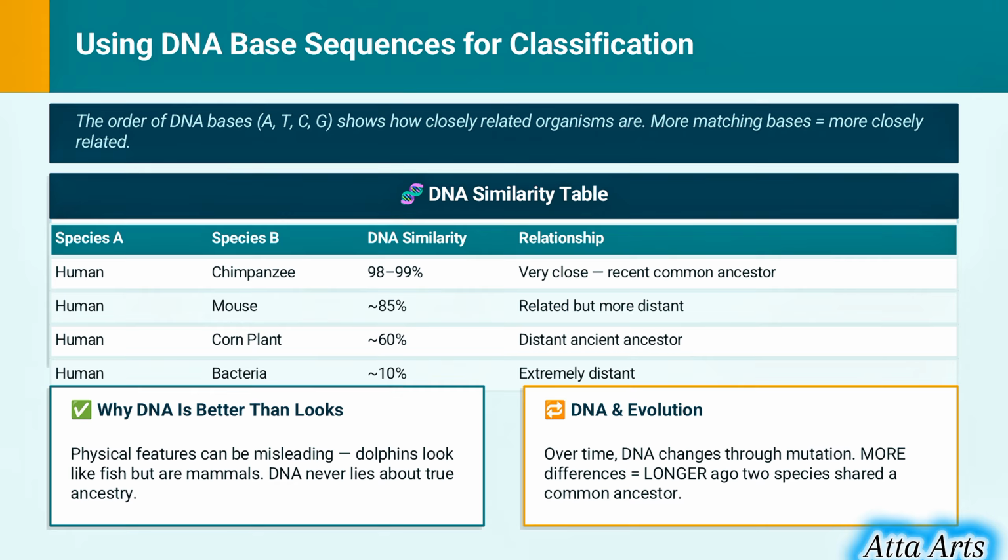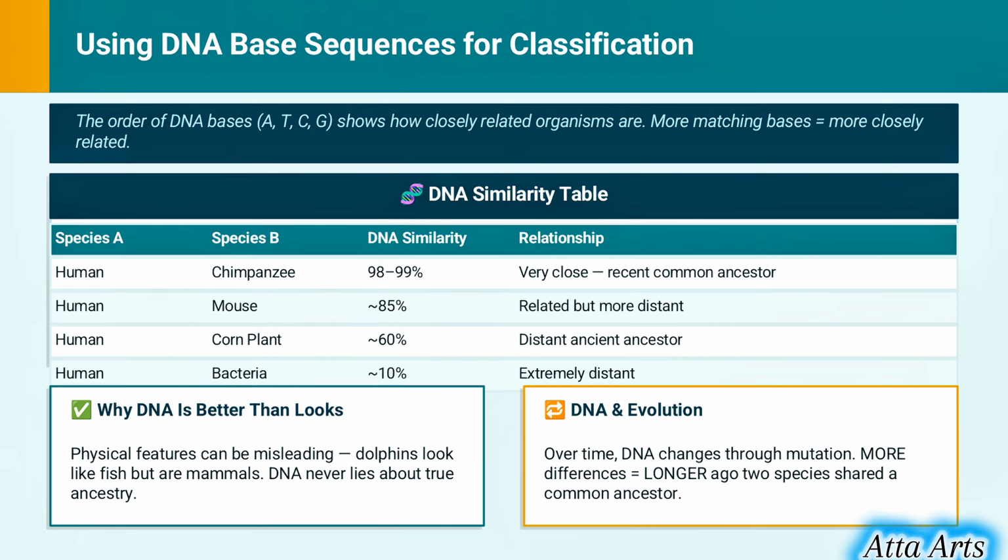Humans and mice share about 50% of their DNA. We are related but more distantly. Humans and corn plants are about 60% similar, a very distant ancestor, but we do share common ancient genes. Humans and bacteria are only about 10% similar, extremely distant. Now, why is DNA better than physical features for classification? Because physical features can be misleading. Dolphins look like fish, but their DNA tells us they are mammals closely related to hippos. Their DNA does not lie.